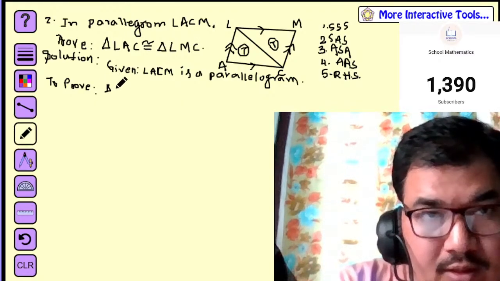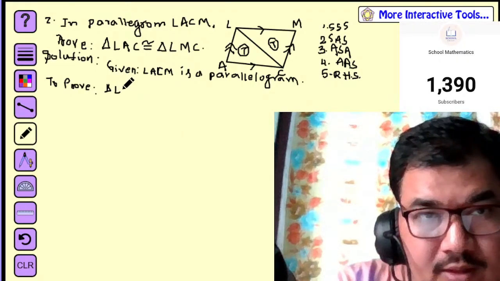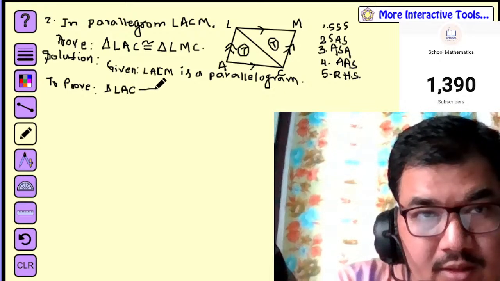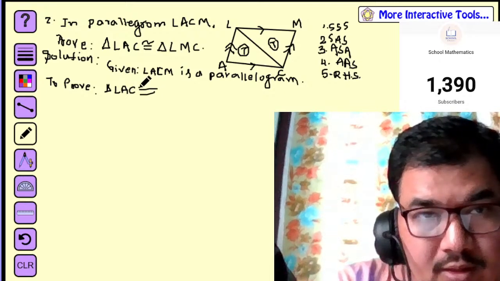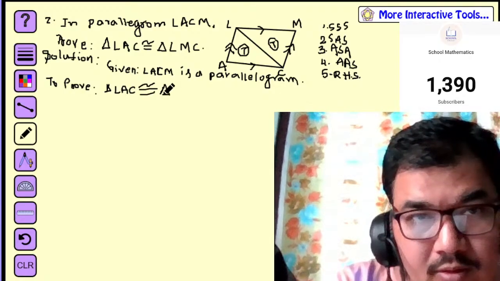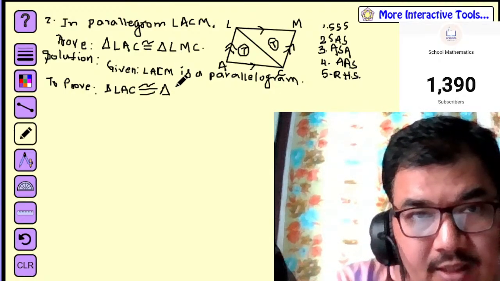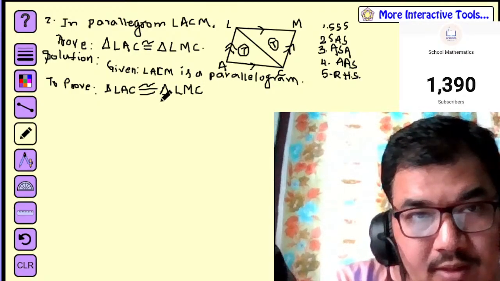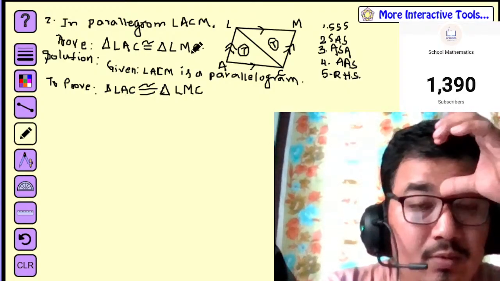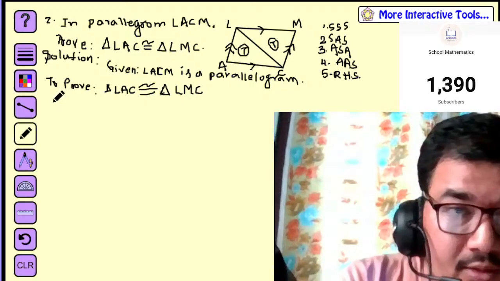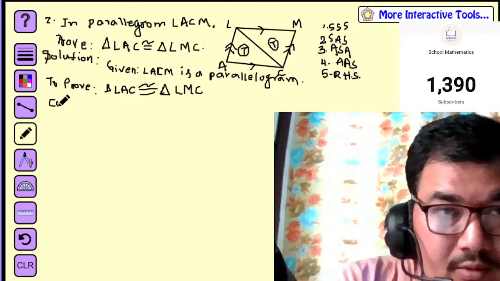Triangle, right? LAC. We are going to show this triangle LAC is congruent with the triangle. This is the symbol of congruency. Okay, congruent with the triangle LMC, right here. These two triangles we have to show congruent, and we have also done the construction here.